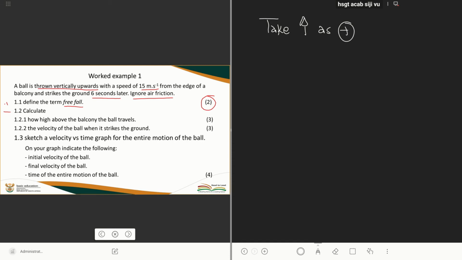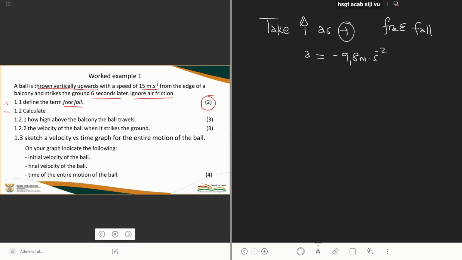As long as it's free fall, our acceleration is always downwards, okay? If upwards is positive, then it means our acceleration will be negative, meaning negative 9.8 meters per second squared. The negative suggests the downwards, okay? And then we want to calculate how high above the balcony the ball travels.